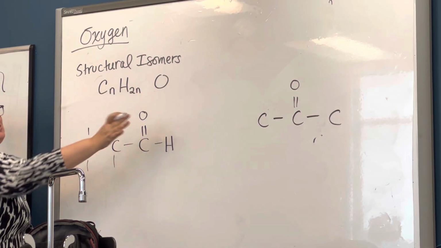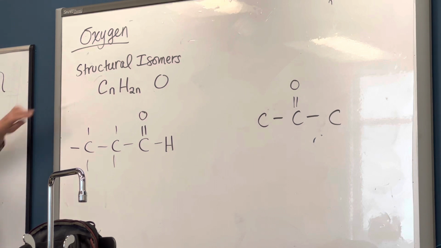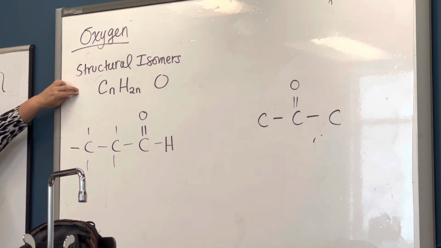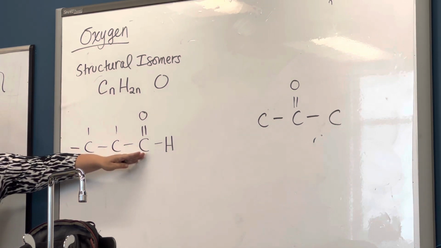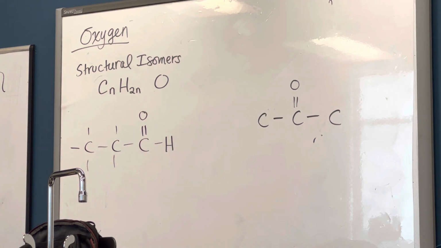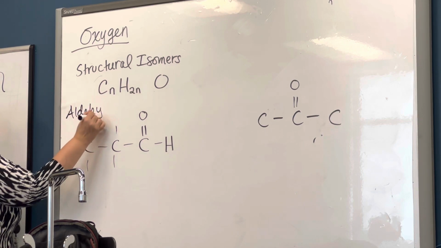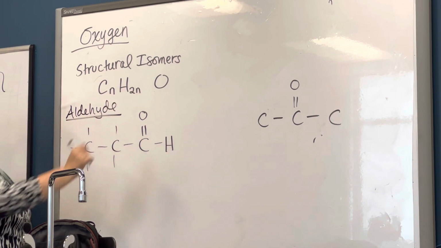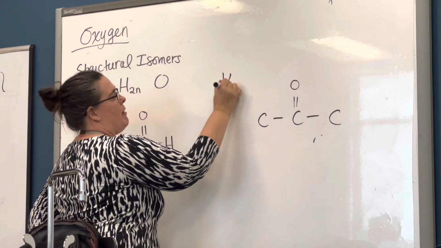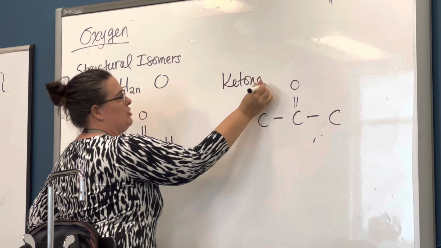So these 2 are another set of structural isomers. They have this general formula. I can put the business at the end, or I can put the business in the middle. When I put the business at the end, this class of compound is known as aldehydes. When I put the business in the middle, this class of compounds is known as a ketone.